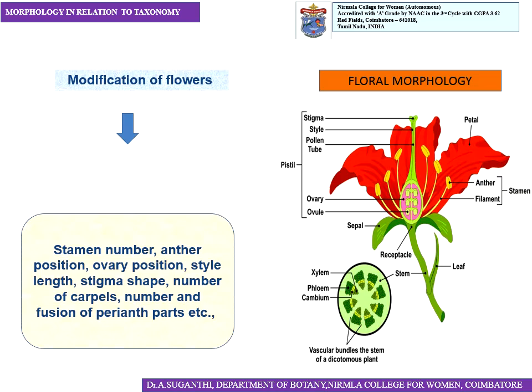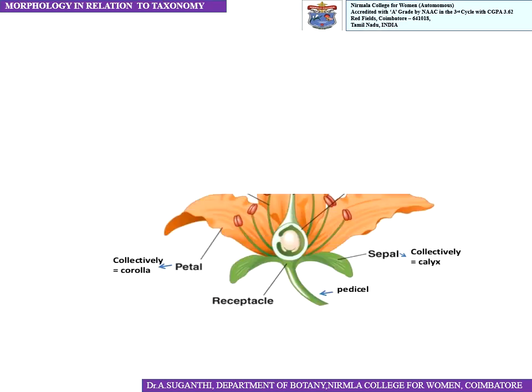This picture shows floral morphology. It consists of petals, sepals, anthers, filaments, stigma, style, pollen tube, ovary and ovule. Anther and filament together are called stamens. Stigma, style, pollen tube, ovary and ovules altogether are called pistil.